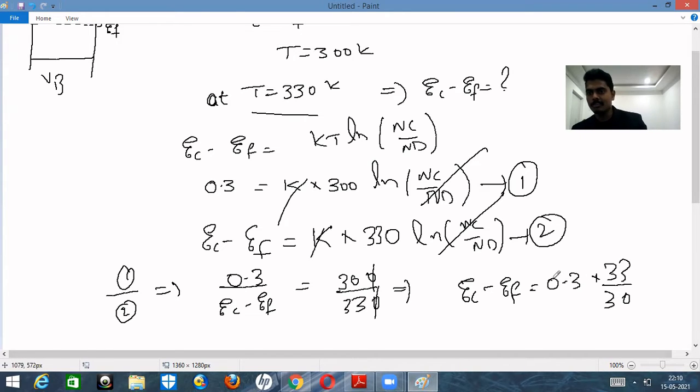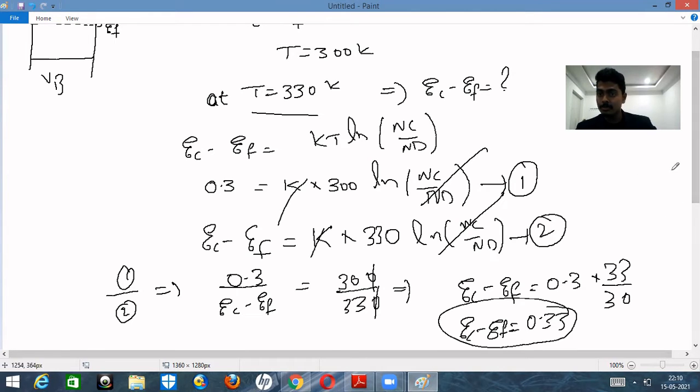Okay, so simply if you use the GATE virtual calculator, you will definitely get the value. So I will solve this one for you. So 33 divided by 30, you will get the value into 0.3. The value is 0.33. Okay. So simply, therefore, EC minus EF is equal to 0.33.